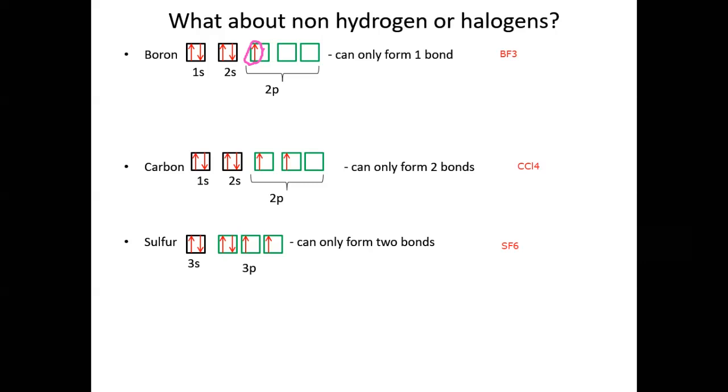So what we have to do is introduce what's called a hybrid orbital. This is the result of mixing atomic orbitals to form hybrid orbitals.